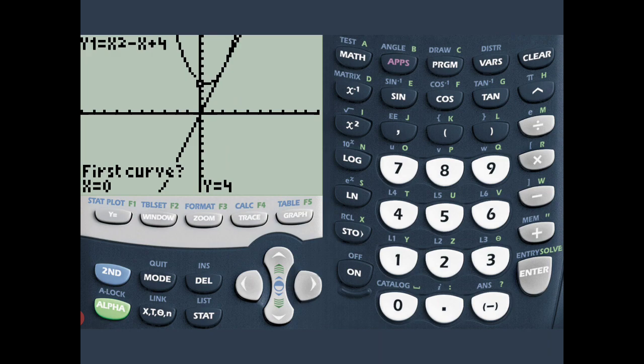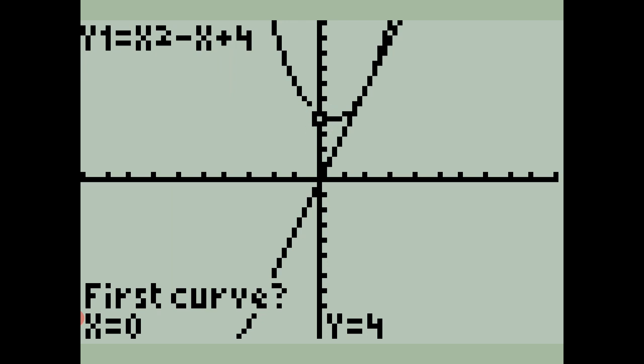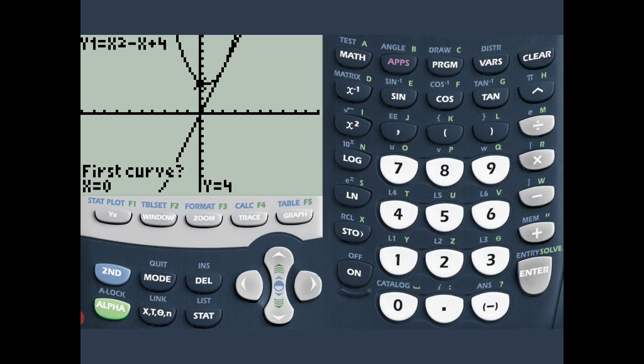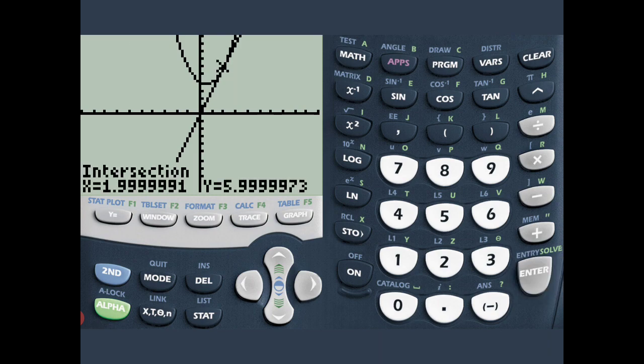and it says first curve there, and if you notice at the very top of the screen, it tells you which curve you're on. You're on the quadratic equation. There's a cursor there flashing. What we want to do is move this relatively close to where we think the intersection happens. And what you do is press enter once, twice, and then the third time. And the calculator will do its best to approximate where the solution is.